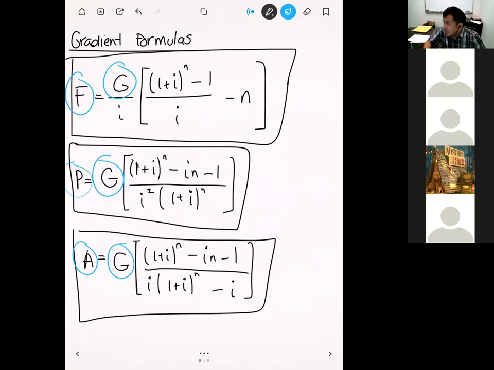So these are all gradient conversion equations, so they all have G in them in some way. I want to do one quick example to show you how to use these formulas, and then we have one more topic I want to cover today. But before I jump into that example, are there any questions on this? Okay, all right, let's do an example to show this in action.